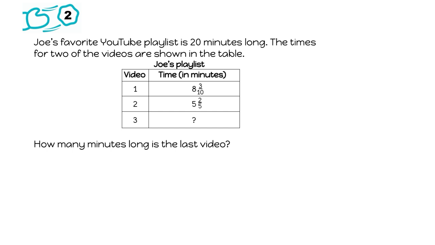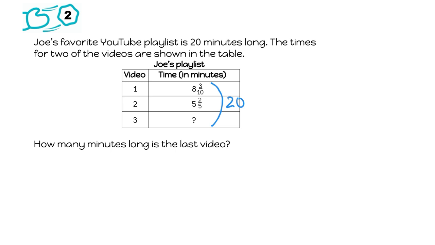So we see in the table the 3 videos that must be in his playlist. And so we know all 3 of these added together equals the 20 that the whole playlist is. And so we're needing to figure out that 3rd video. So there's 2 ways you could do this. You can take the 20 and subtract out video 1, and then take that answer and subtract out video 2, and then that should leave you with video 3.